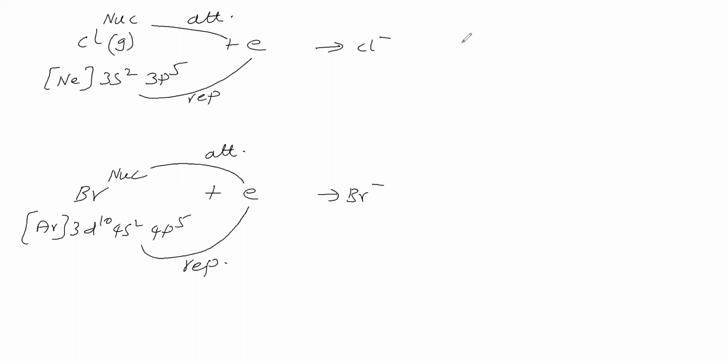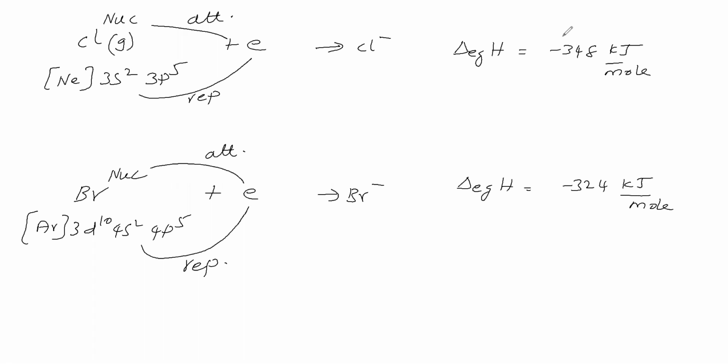Now we will see the electron gain enthalpy. For chlorine, it is minus 348 kilojoule per mole. For bromine, the electron gain enthalpy is minus 324 kilojoule per mole. The negative sign means energy is liberated, that means exothermic, and the dominant factor is this attraction.